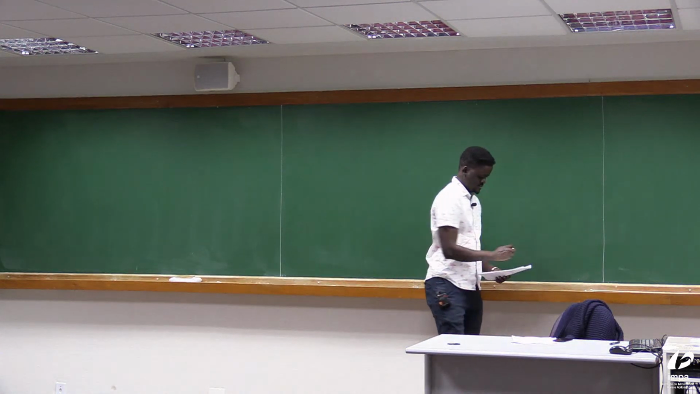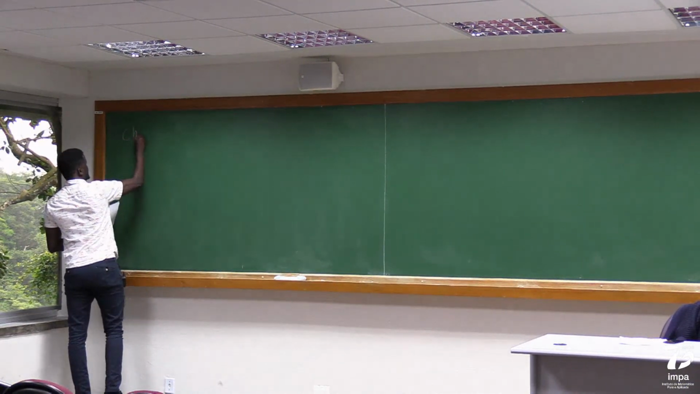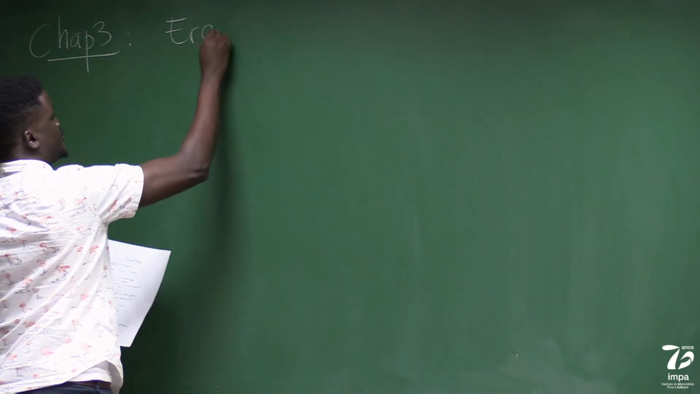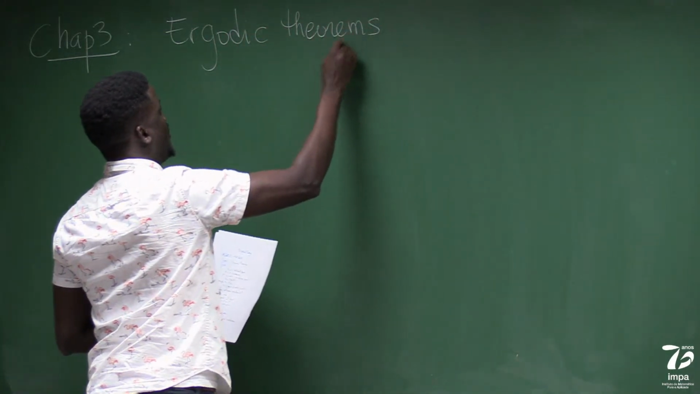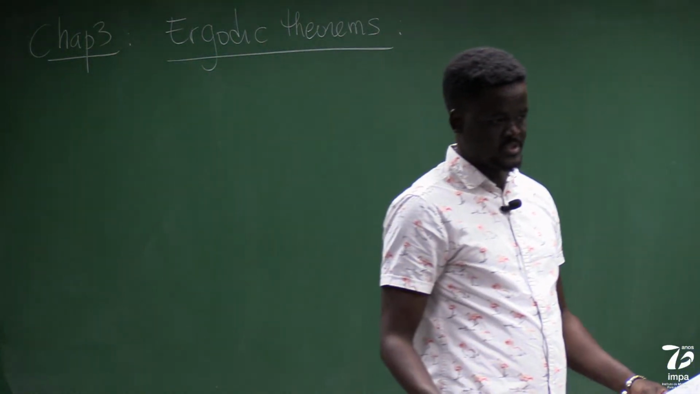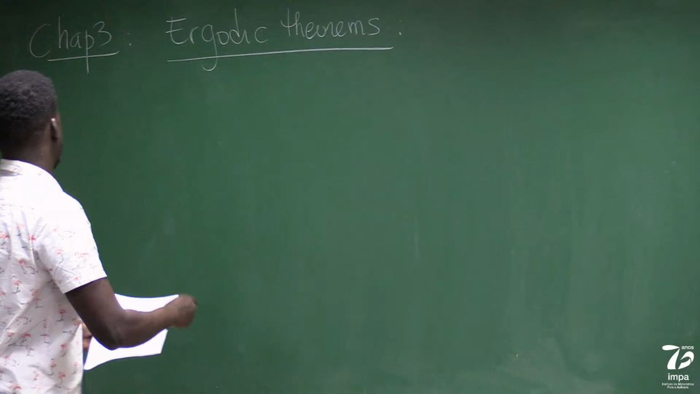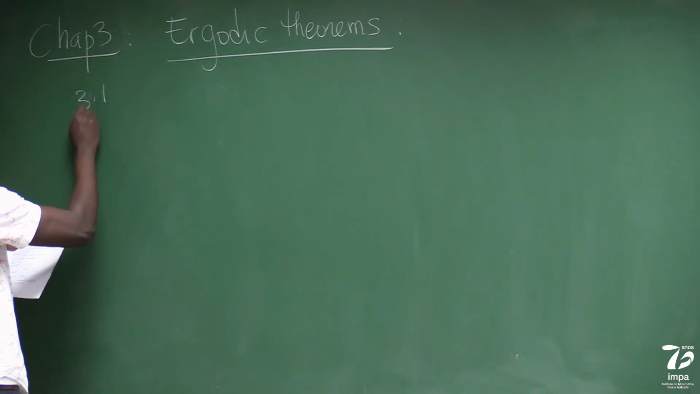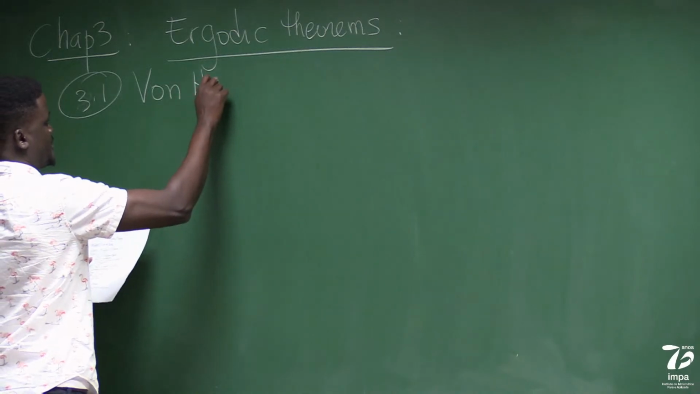Okay, so we continue today's lecture. We are on chapter 3 about the ergodic theorems. If you remember last time, I started with a motivation of this chapter, and we started on this first section, 3.1, which is the von Neumann ergodic theorem.